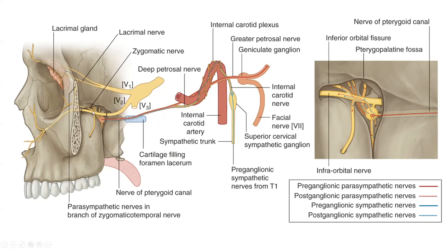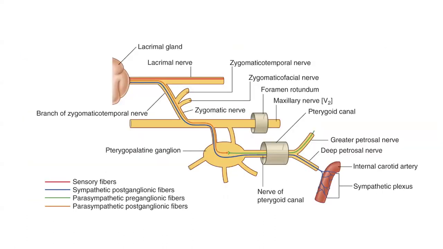And the zygomatic nerve, that in this picture you can see, is a branch of the maxillary nerve, but it has a communicating branch with the lacrimal nerve. So the zygomatic nerve is carrying the postganglionic fiber through the communicating branch with the lacrimal nerve to the lacrimal gland, and the lacrimal gland causes the secretion of tears. So this is the territory of the pterygopalatine ganglion.